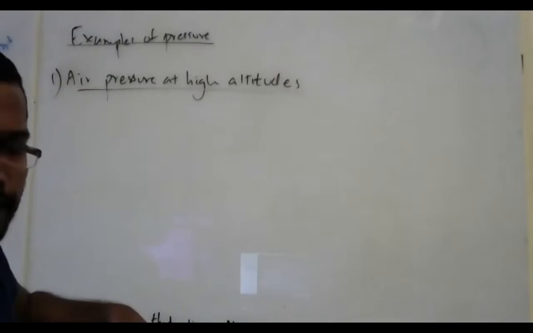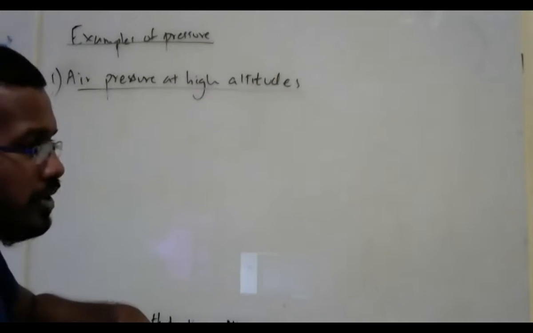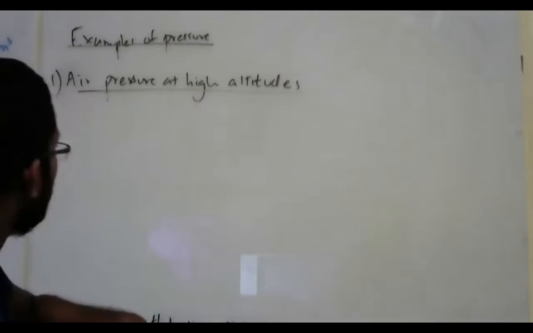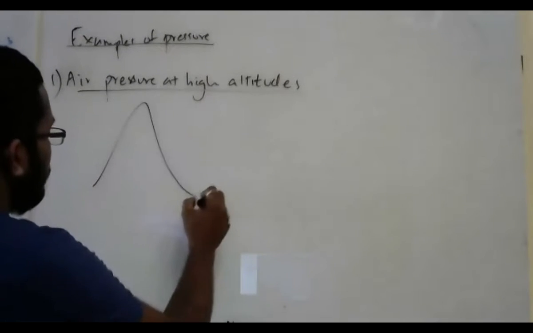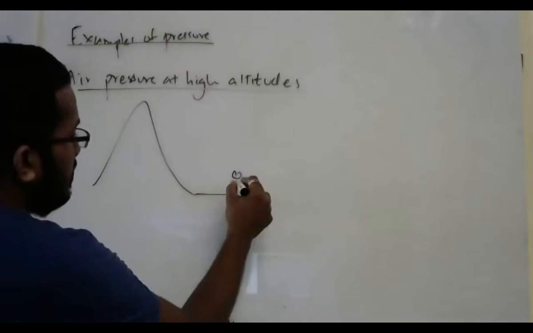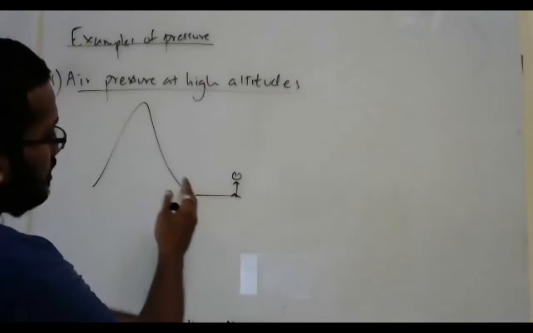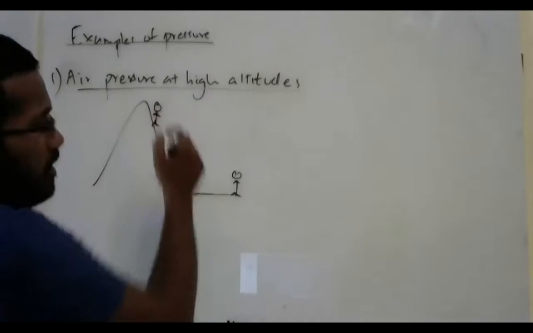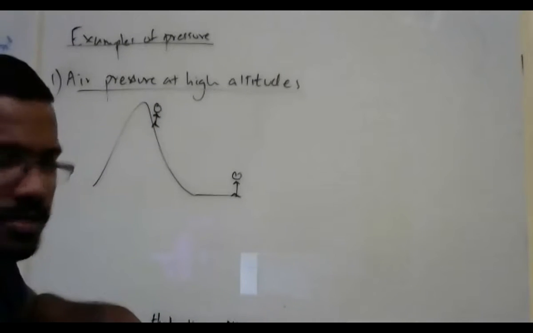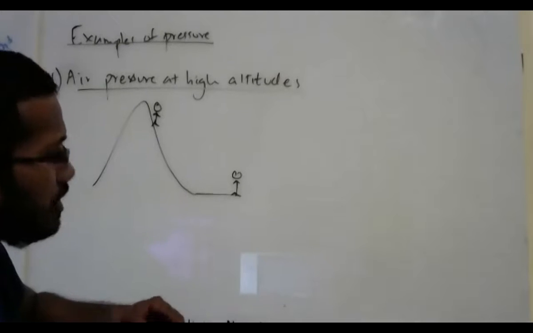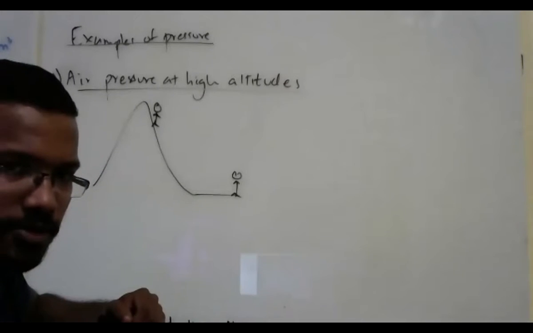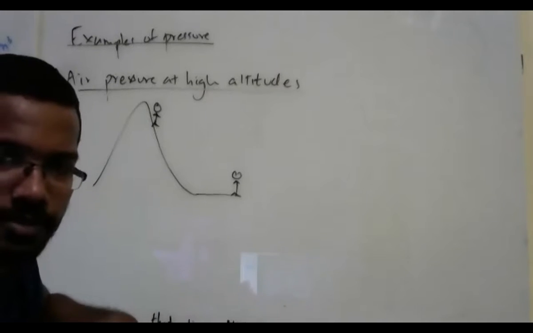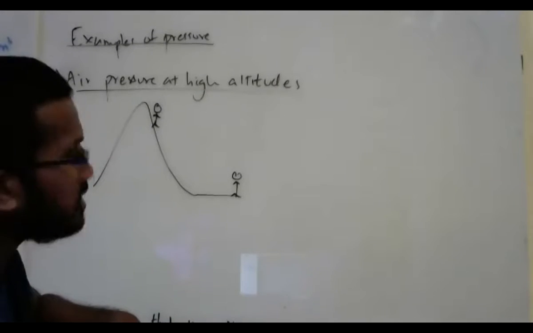Now, you know what altitude means? It's how high you climb above sea level. When you climb mountains, you increase your altitude. Now imagine a person here and a person here. I think we all have heard that as you go higher, the pressure decreases. But how come? Usually we say when you go deeper, the pressure increases.